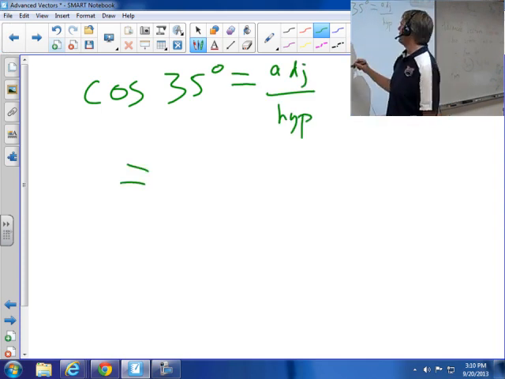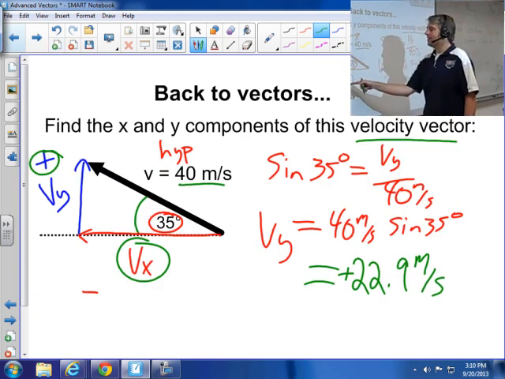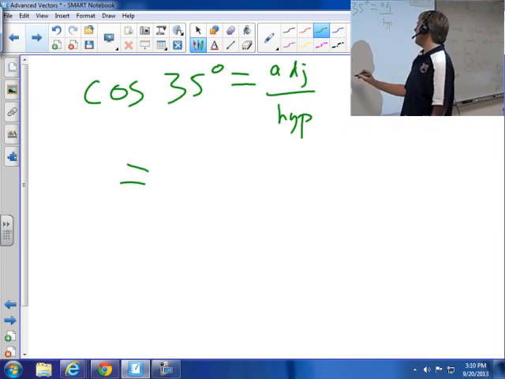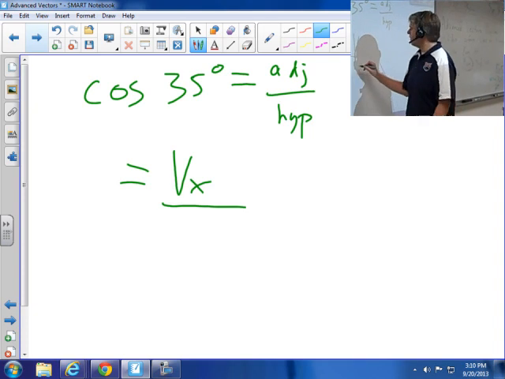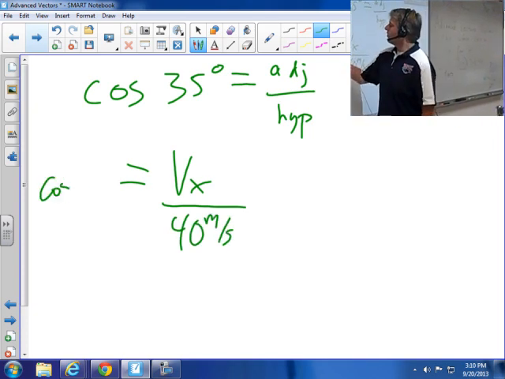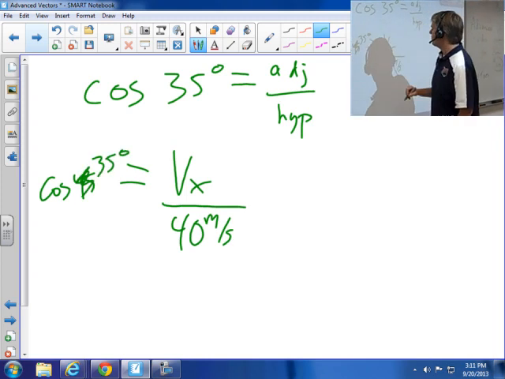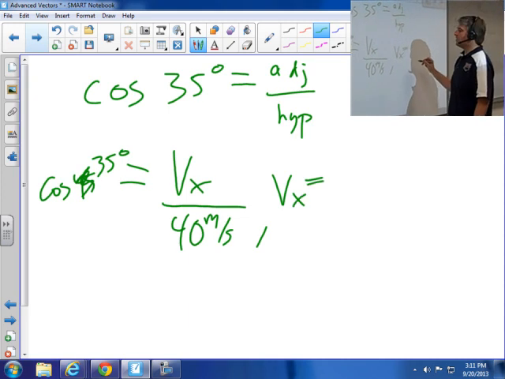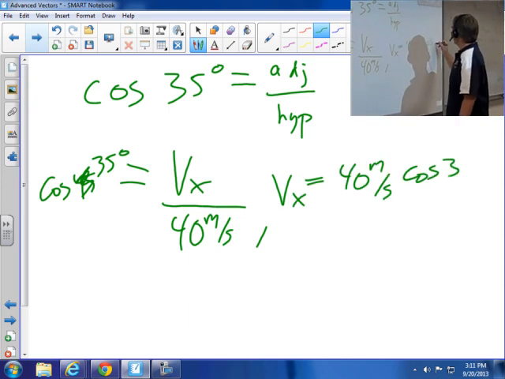And in this case, my adjacent side, if you go back to the picture, that's your Vx. Remember, that's the side that's not opposite and not the hypotenuse. Well, that's what I'm looking for. So Vx is my adjacent. The hypotenuse was 40 meters per second, as we saw a minute ago. So apparently, the cosine of 35 degrees equals Vx over 40 meters per second. Therefore, if I rearrange, Vx is equal to 40 meters per second times the cosine of 35 degrees.